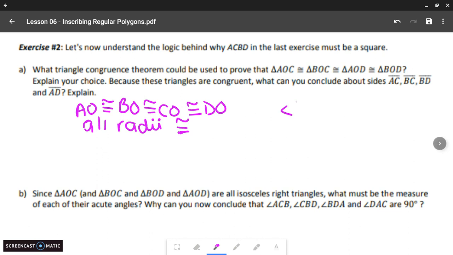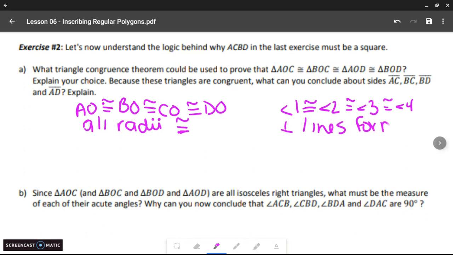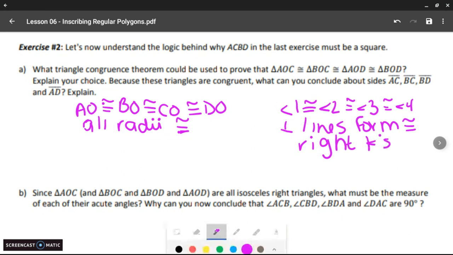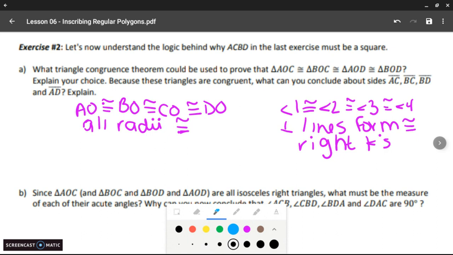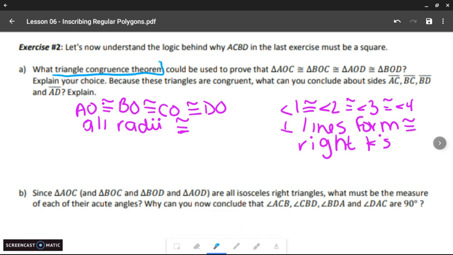The other thing we knew is angle 1 is congruent to angle 2, is congruent to angle 3, is congruent to angle 4, because perpendicular lines form congruent right angles. So that would mean when I answer what triangle congruence theorem, whichever theorem talks about them, that's side angle side.